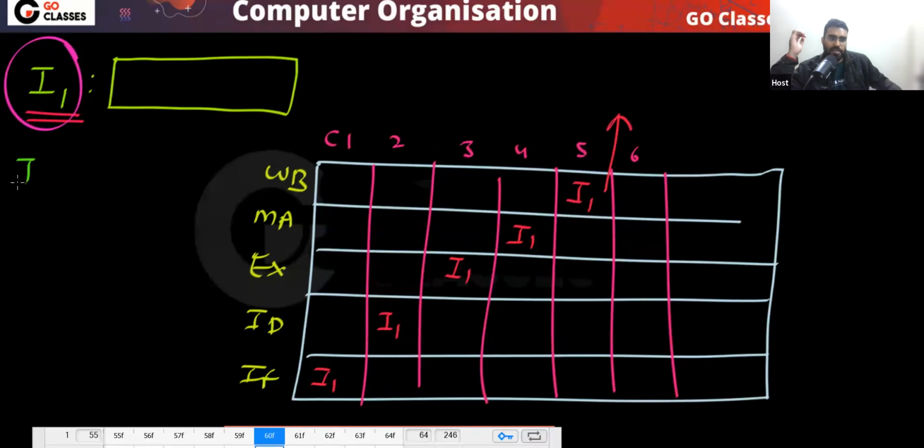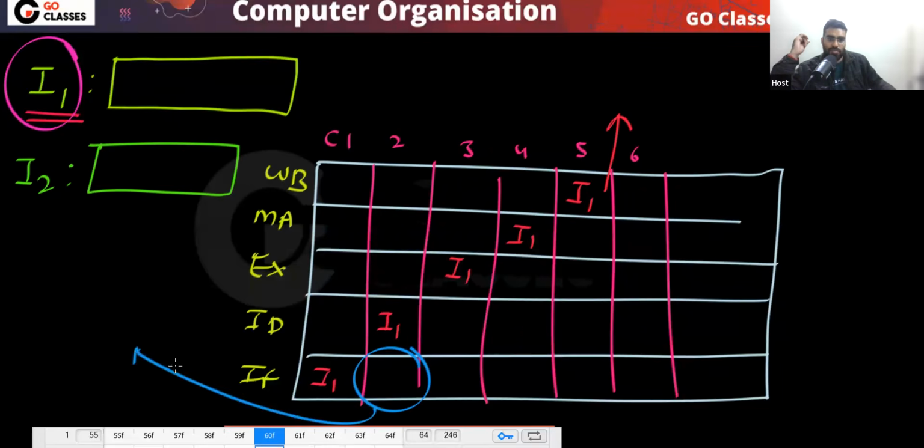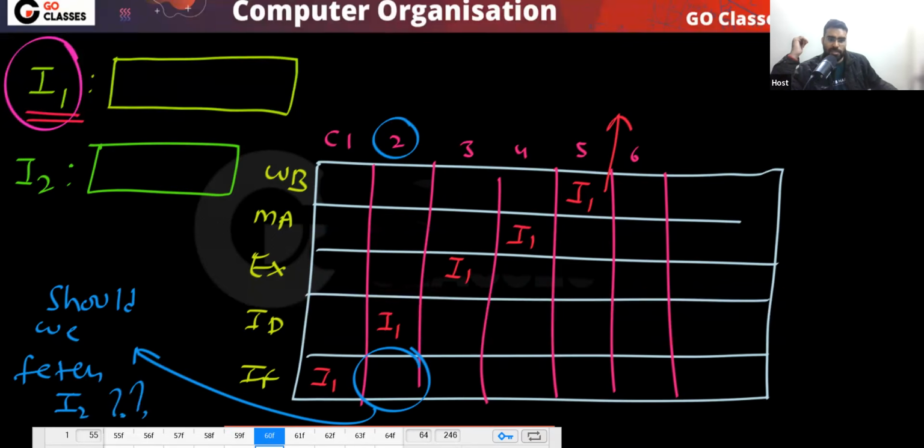You tell me a simple point. Should I fetch the next instruction here? Should I fetch I2? A simple question I am asking. Should I fetch I2 in this cycle? In the cycle C2, should we fetch I2? Tell me the answer.